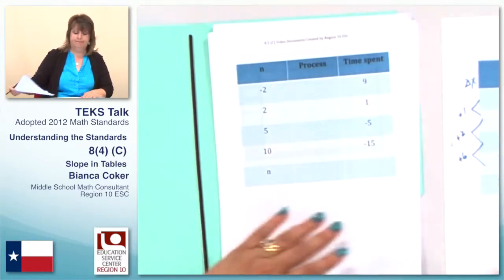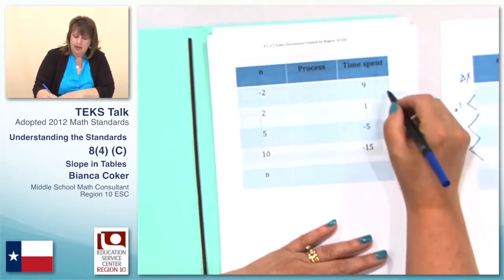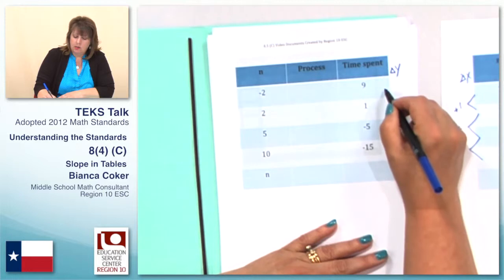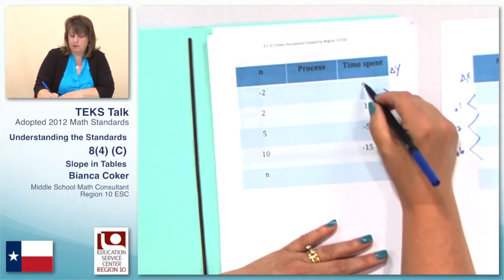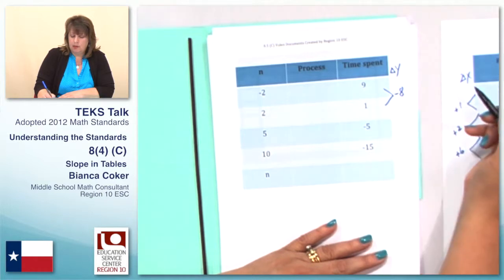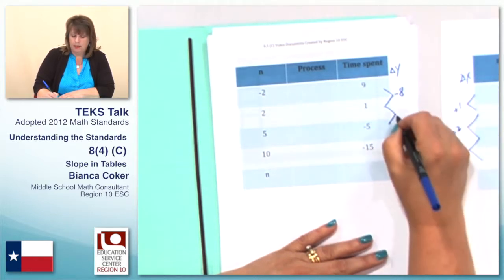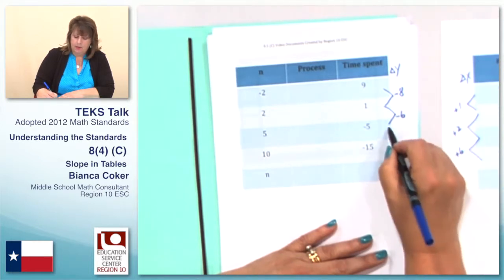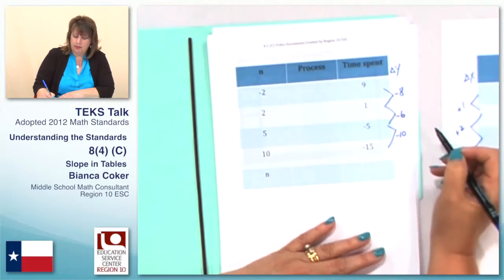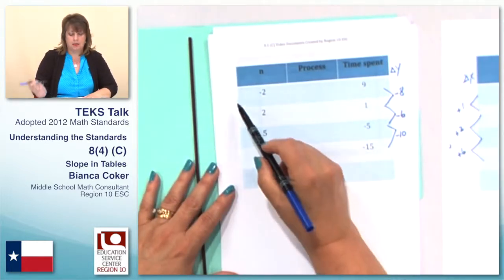One more. I added in some negatives just to make it fun for us. As we do our change in y's, we look at what we add or subtract to go from this number to this number. So in this case, we're actually subtracting 8 to go from 9 to 1. To go from 1 to negative 5, that is a difference of 6. And to go from negative 5 to negative 15 is a difference of 10. We're actually subtracting 10 to make that change.